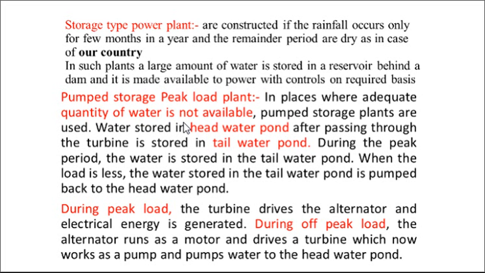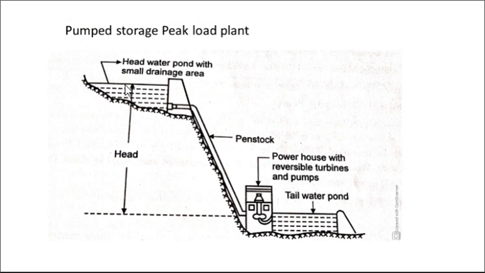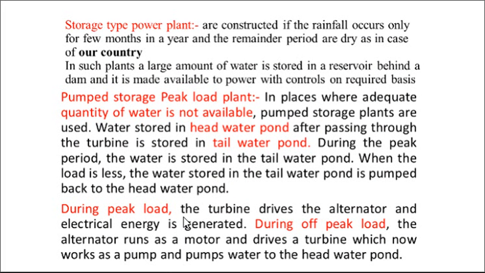Now the next one is the pump storage peak load plant. So here you can see the diagram. This is the pump storage peak load plant. This is the head water pond with small drainage area, head water, and this is tail water. We'll see how it works.